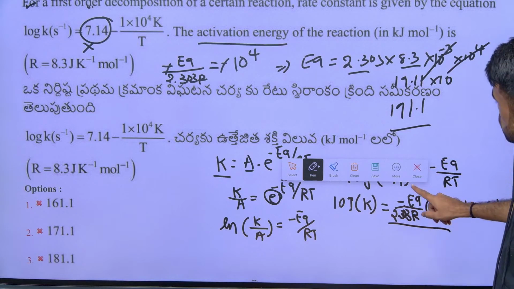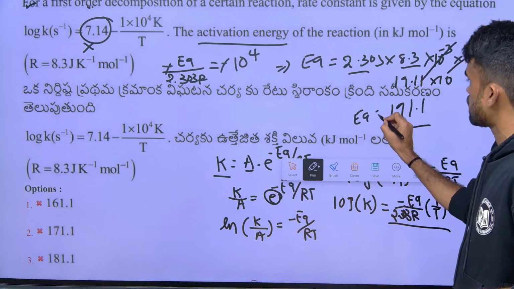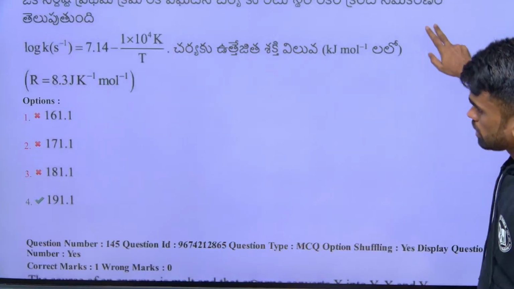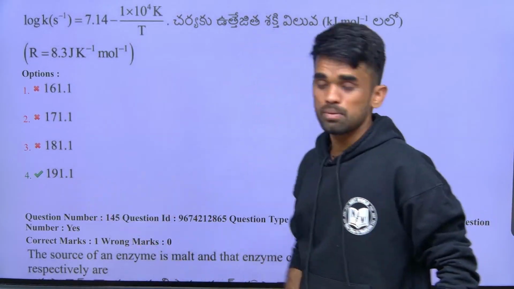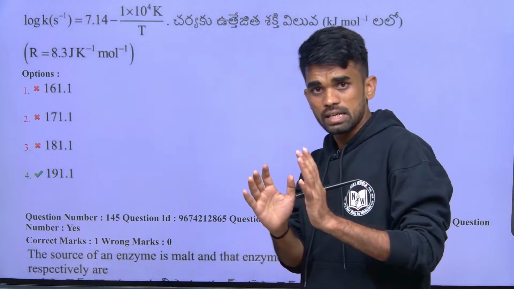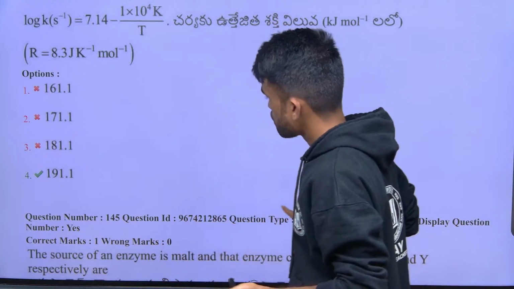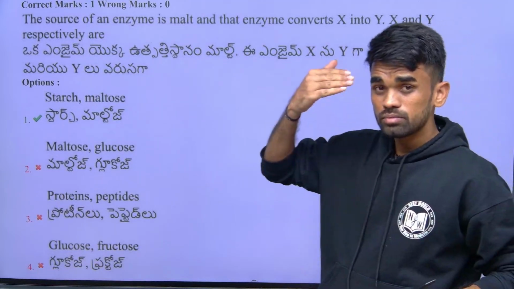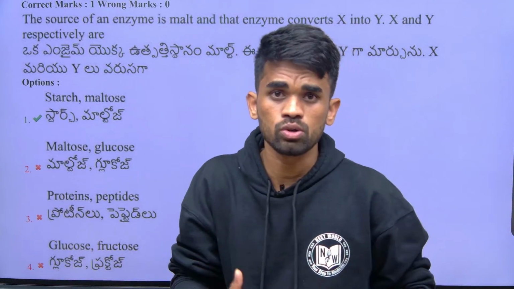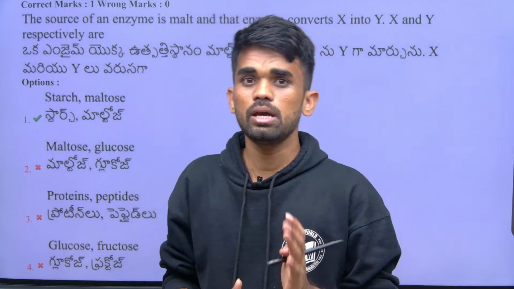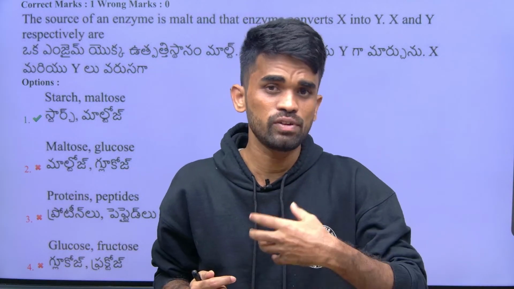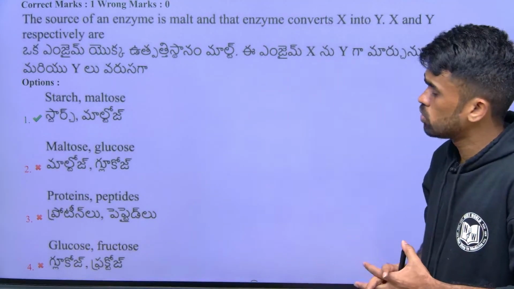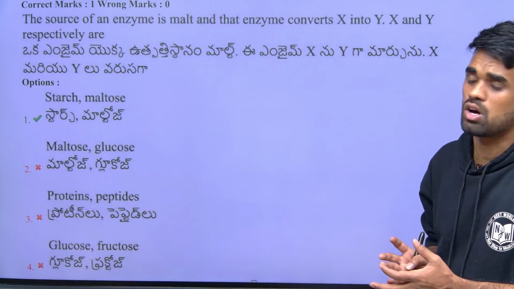So let's look into the options. This is our Ea, the activation energy, which is around 191.1. Here we have 191.1, so the fourth option is the correct answer. I hope it is clear now how we are solving the question. By looking at the question, getting the proper idea of how to tackle it is one of the important things that every student should learn and become habituated to. That is how you can understand the concept and its applications.